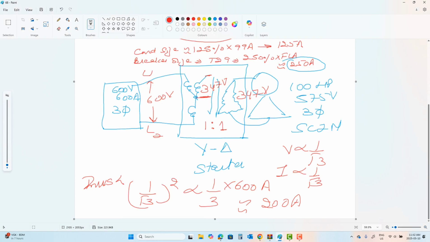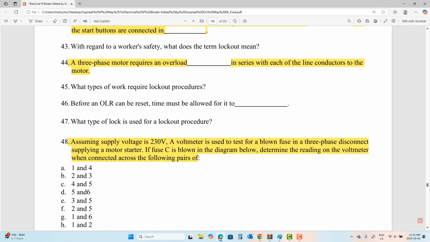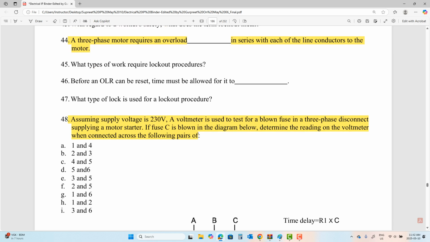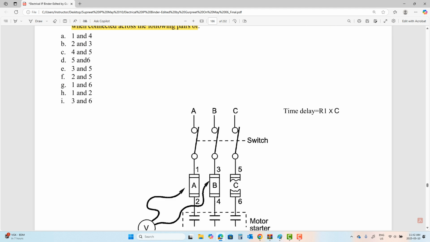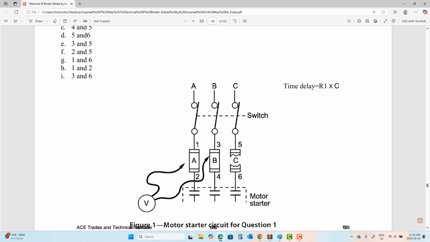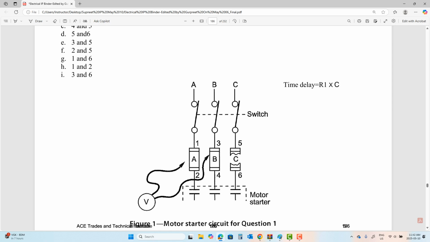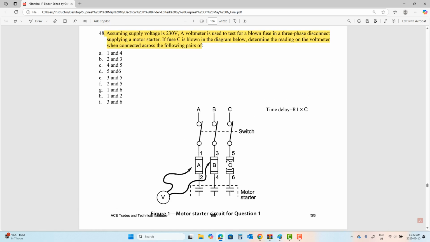I'm going to do question 48 on the board. And this is a typical example of how the real questions look in the exam. You have your source voltage is 230, okay? Fuse C is blown, and the question is what will be the voltmeter readings between these items. So between 1 and 4, the voltage will be, guys, 230. Between 2 and 3, 230. 4 and 5, 230, no trouble.